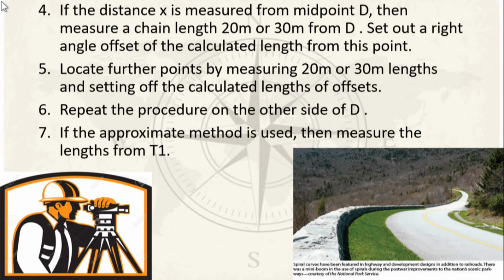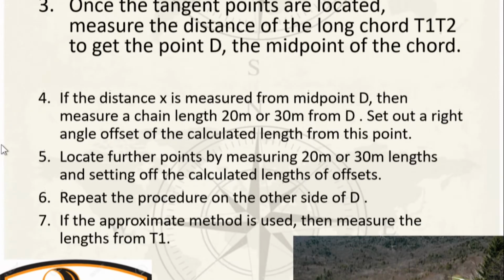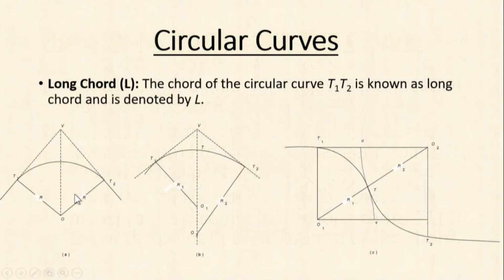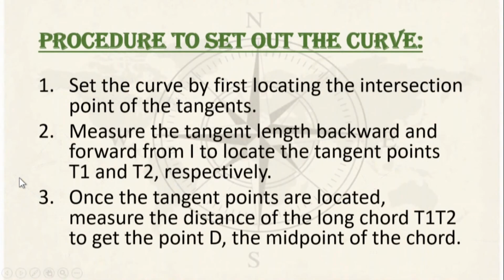Set out a right angle offset of the calculated length from this point. Here, this is the right angle offset. What they are saying is you can set this as 20 or 30 meters, even 40 meters, whatever length you get, and you'll get a right angle offset. And here also around T1, we'll get a right angle offset.